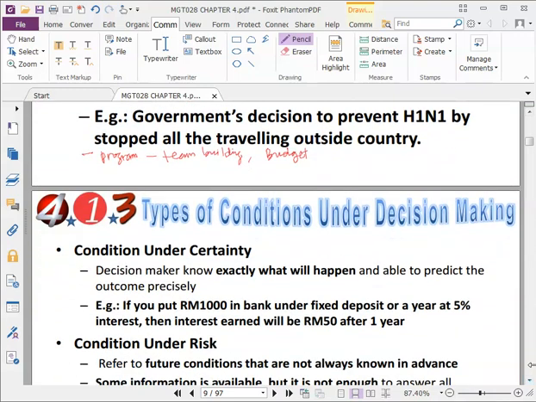Tadi kita dah belajar berapa jenis decision making, but then kita ada 3 types, three types of condition. Okay. Tadi 2 jenis decision making, but sekarang dia adalah condition. Okay, condition under decision making. Decision dekat situasi yang mana kita akan buat. Okay, dia ada types dia. Types of situation. Okay, so dia ada 3 jenis.